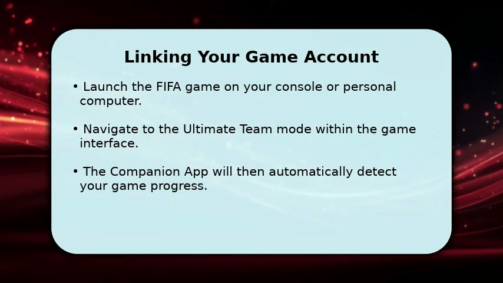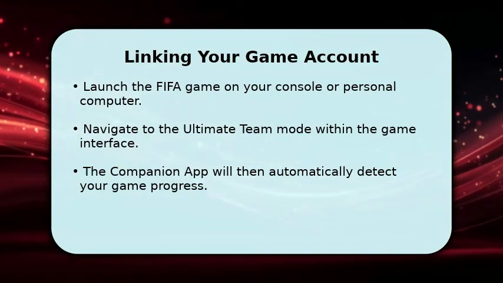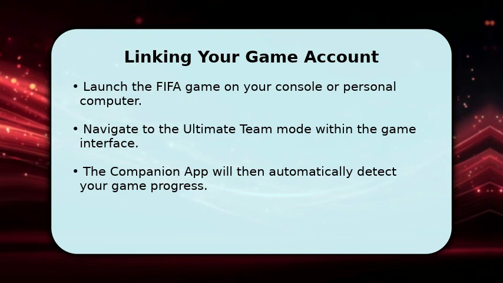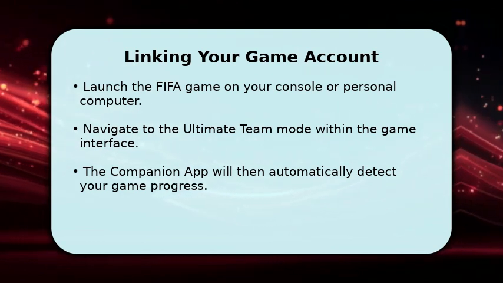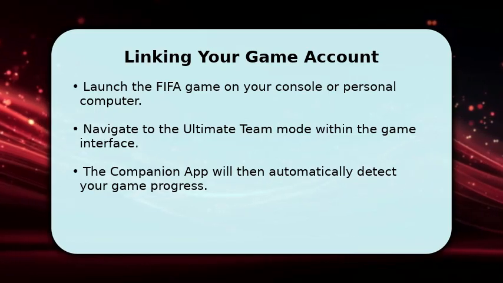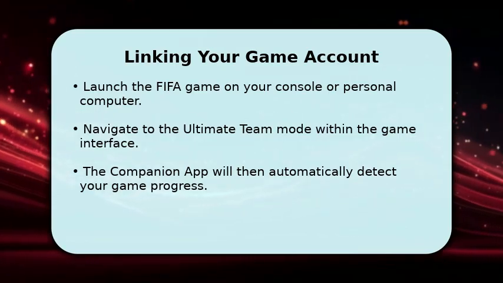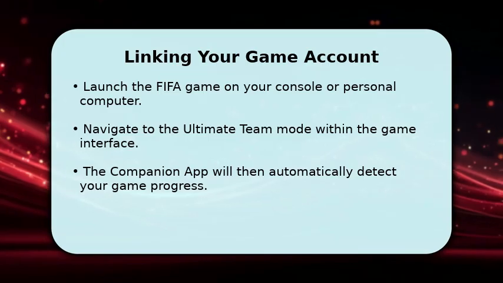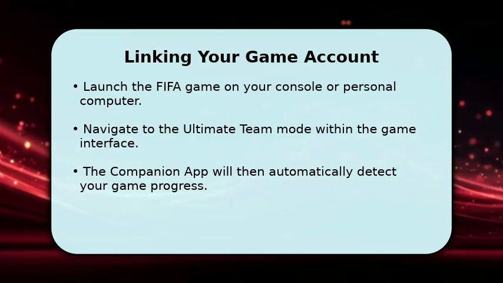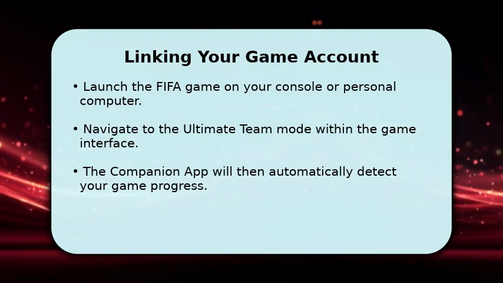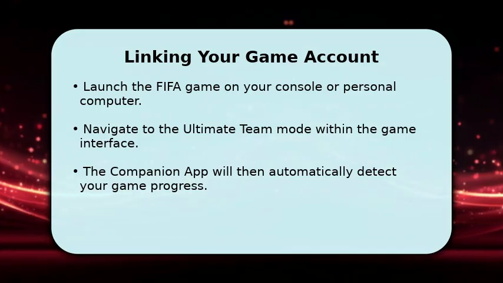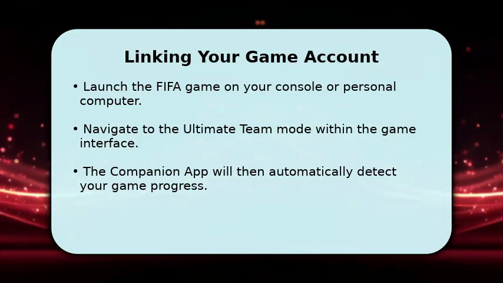Once you've logged into the app, the next step is to link your game account. You need to launch the FIFA game on your console or personal computer first. Then, navigate to the Ultimate Team mode within the game interface. The Companion app will then automatically detect your game progress and synchronize your data, allowing you to manage your squad and market from anywhere.